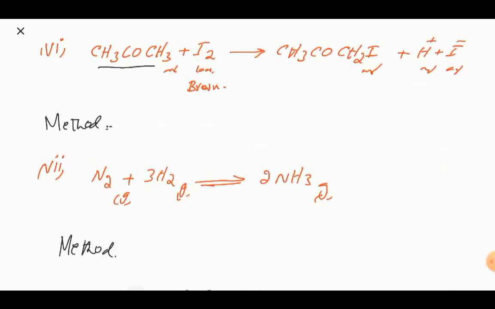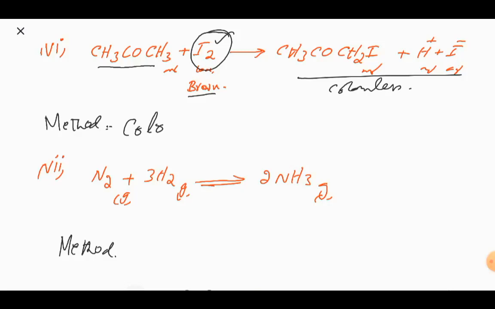The reaction of propanone with iodine. In this reaction, the reactant iodine is brown in color and all the products are colorless. So we can use the colorimetric method here to find out the rate of this chemical reaction. The colorimetric method will be suitable for it.